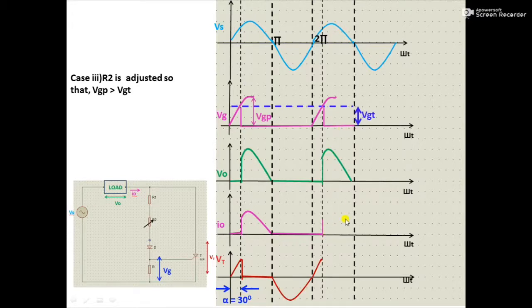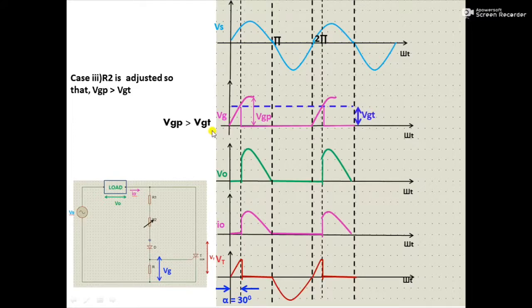Same way for the output current: because the thyristor has turned on, current is following the output load voltage, because we have considered resistive load. And at this instant, since your thyristor is turning on, the voltage across the thyristor will be 0 because it is acting like a short when it is in the on state. So this is what happens when R2 is adjusted so as to have VGP, the peak value of gate voltage, that is this voltage across the resistor, greater than VGT, that is VGP is greater than VGT.